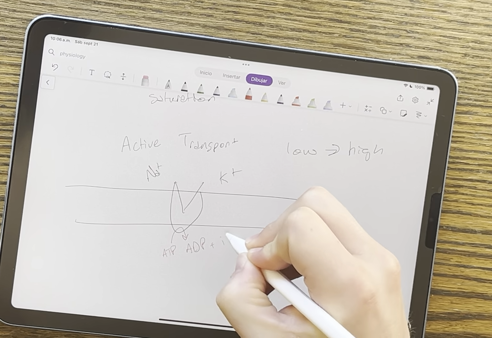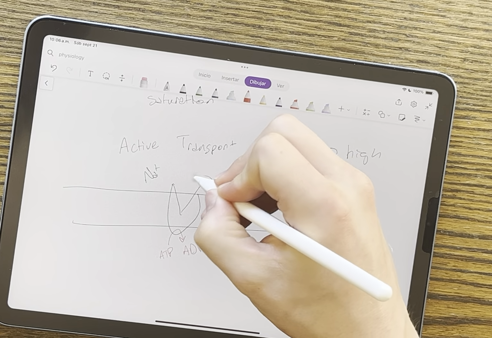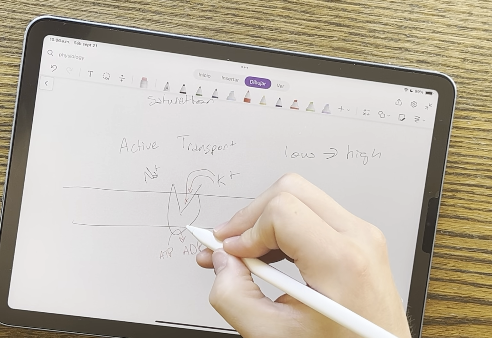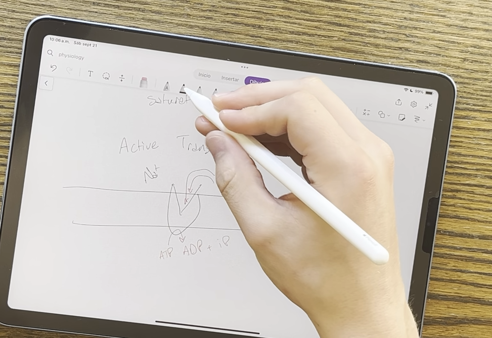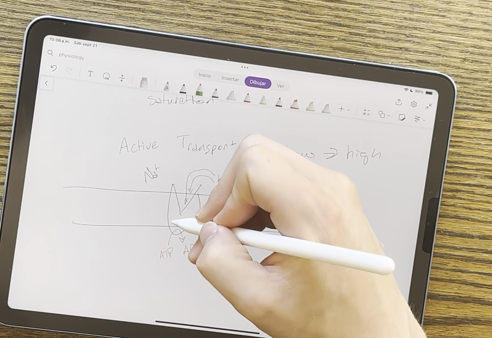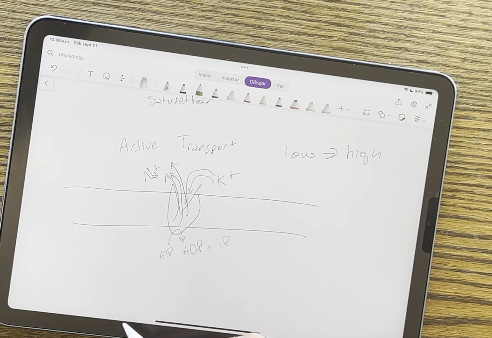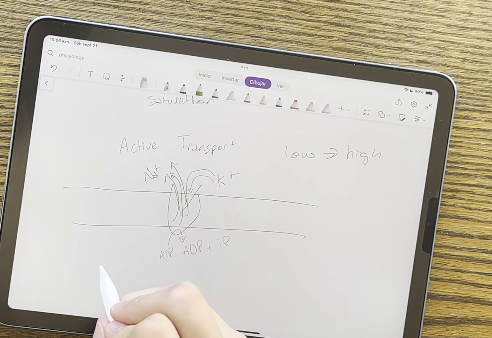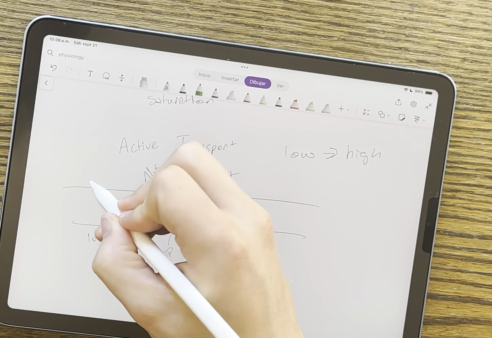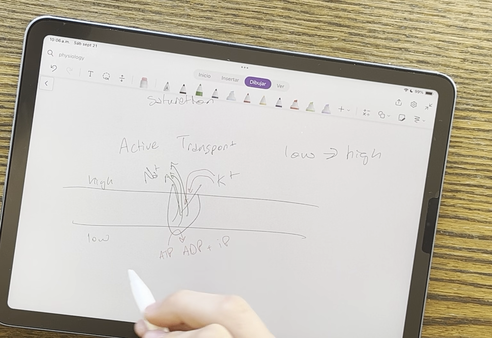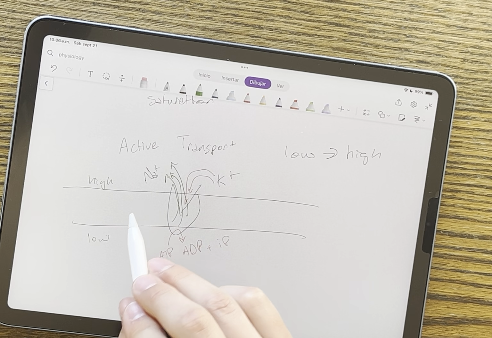ADP plus an inorganic phosphate comes out, but two potassiums will bind, it will shift, releasing them inside. Three sodiums will bind and come out of the cell. So that means the sodium on the inside has a low concentration, but outside has a high concentration, and it's pushing out the sodium. It does this to do what is called secondary active diffusion. This is called primary active diffusion. We'll talk about that next, how it uses sodium.